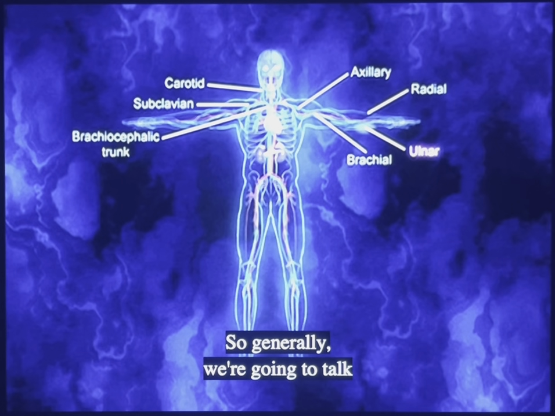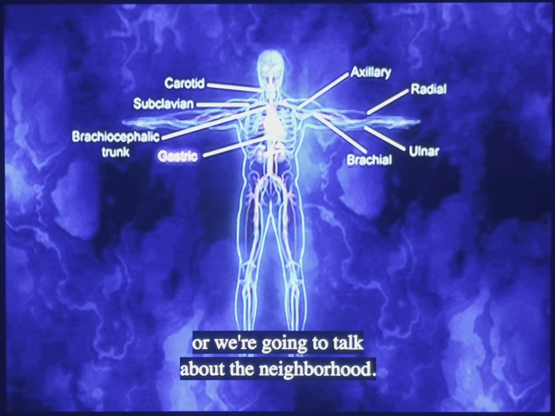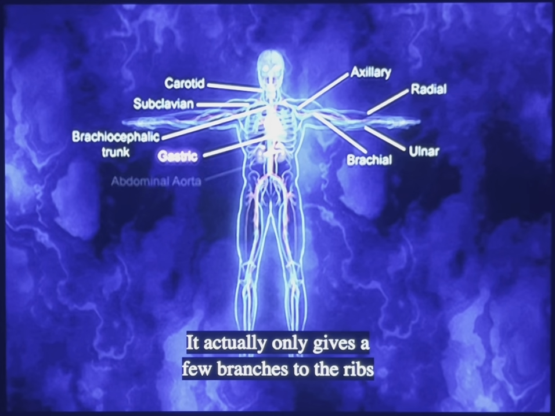So generally, we're going to talk about the supply to the organ. So we have a gastric artery feeding the stomach, or we're going to talk about the neighborhood. The aorta then travels down through the body. It does very little in the chest. It actually only gives a few branches to the ribs and to the spine. And then when it pierces into the abdomen, it has lots of branches, which we'll talk about in later lectures.